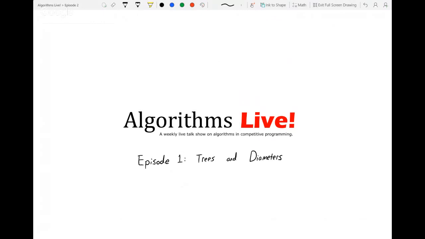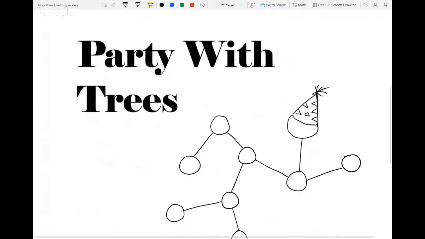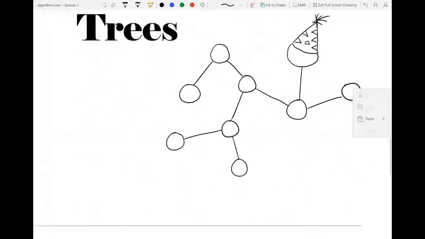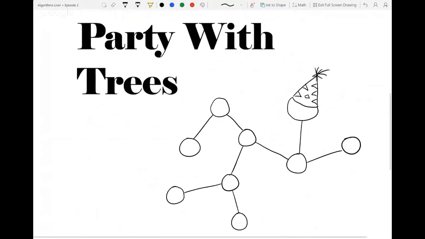I did put a link to one of his Christmas tree lectures in the blog. And you'll notice he was wearing this shirt, "Party with Trees." So I thought it was appropriate to make my own. I put a little hat on my drawing of the tree here. And that's really what we're going to be covering today.